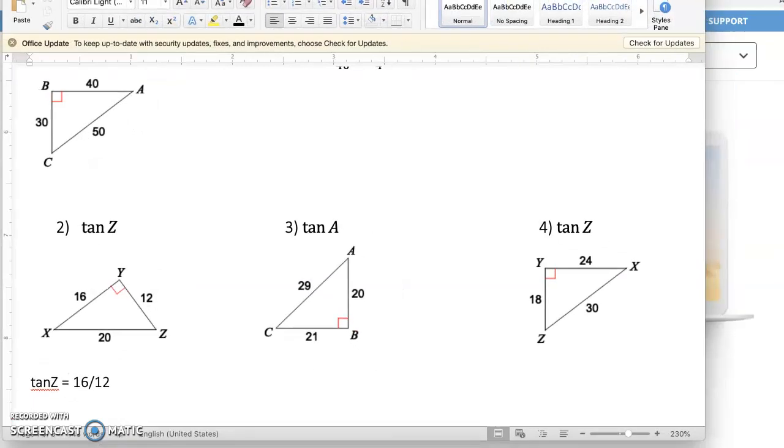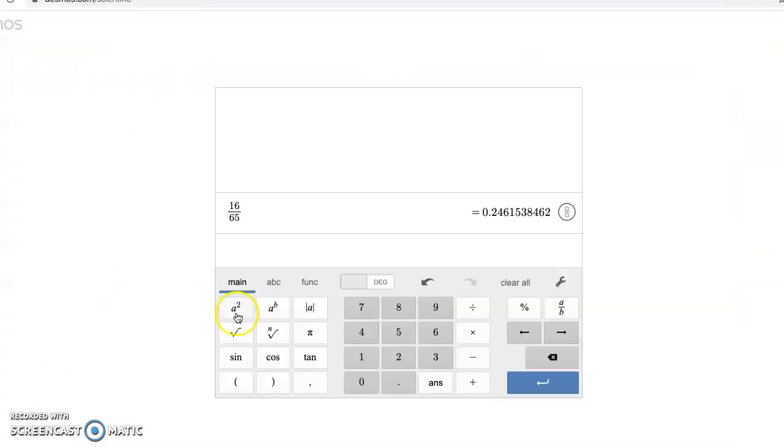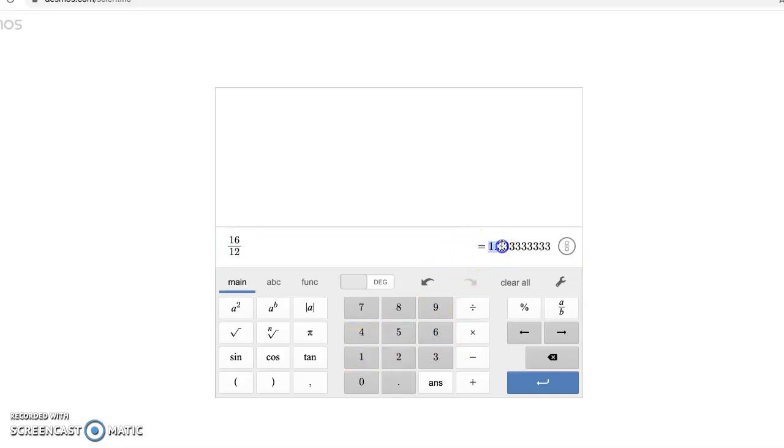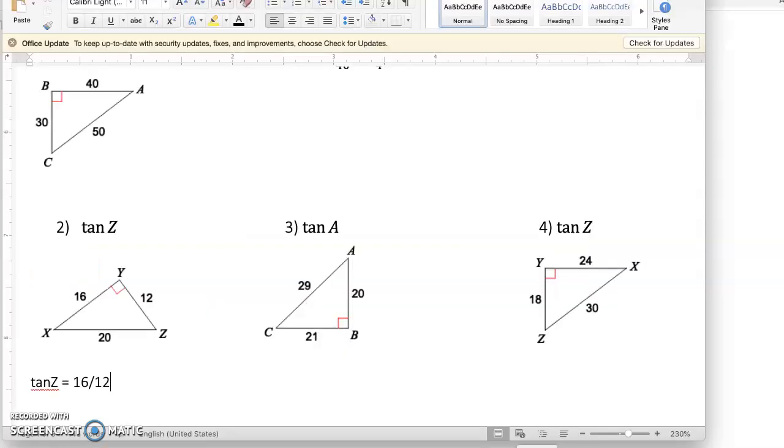And in your calculator, you would just type in 16 divided by 12 and hit enter. And we'd have roughly 1.3 repeating. So we can just leave that as 1.3333 to the 10,000th place. I'm just trying to stay as consistent as possible with your textbook work.